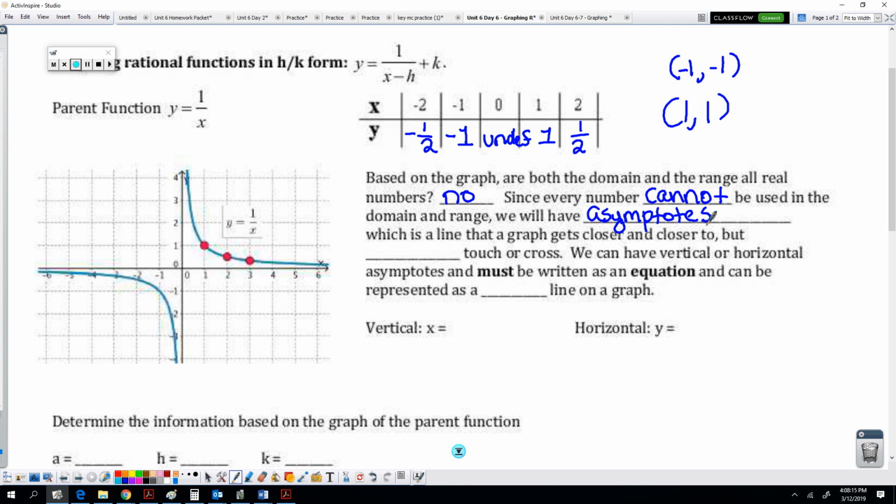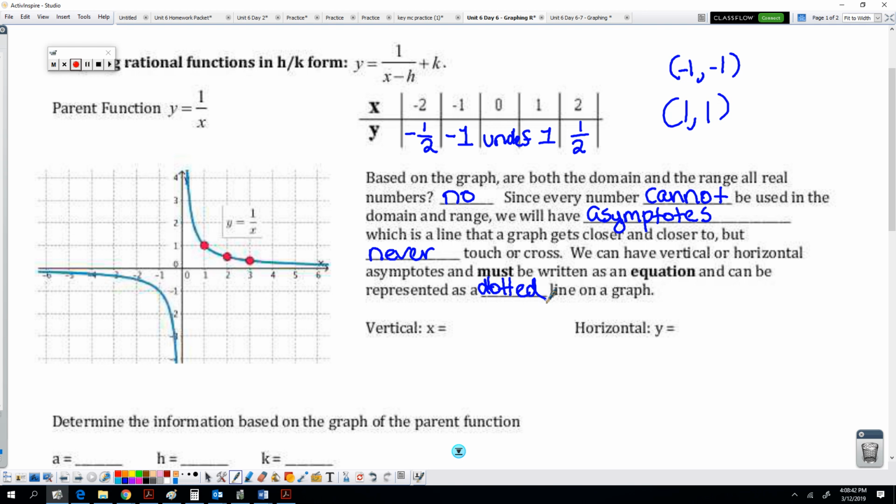An asymptote is a line that a graph gets closer and closer to, but will never touch or cross. Think about, you can't touch this. We can have vertical or horizontal asymptotes, and you must write them as an equation. It will be represented as a dotted line on the graph.